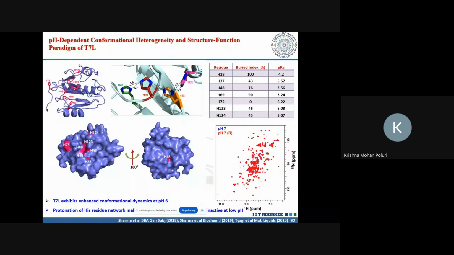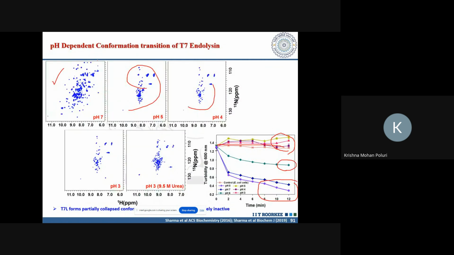The reason why they lose activity, from a lot of studies we have done, is that there are 4 histidines present in this protein, which form a network. Now these histidines essentially protonate. When histidines protonate, there are repulsive interactions, and when you go from pH 7 to 3 the protein forms a partially collapsed form.